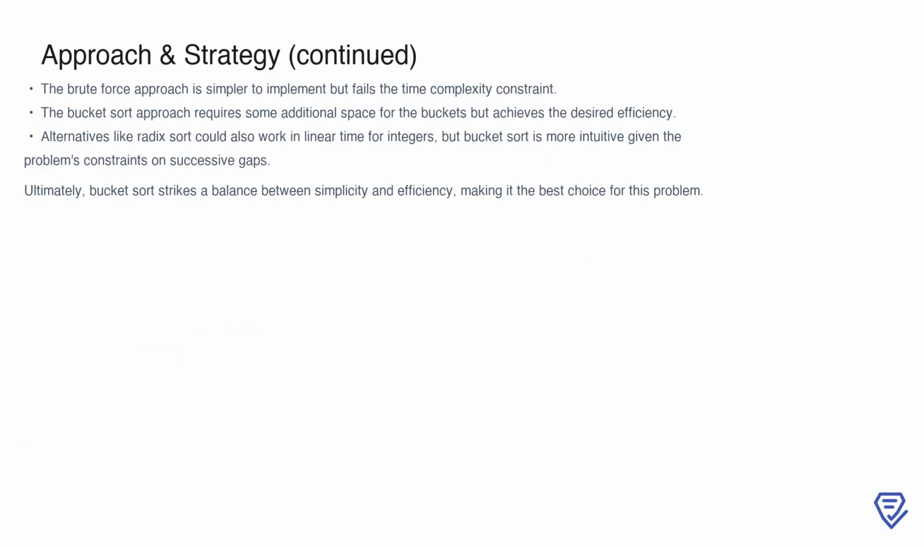When comparing approaches, it's clear that the brute force method, while simpler to implement, fails to meet the time complexity constraint due to its reliance on sorting. On the other hand, bucket sort achieves the required efficiency with a small trade-off in additional space for storing the buckets. Other alternatives, such as radix sort, could also work in linear time for integer inputs.